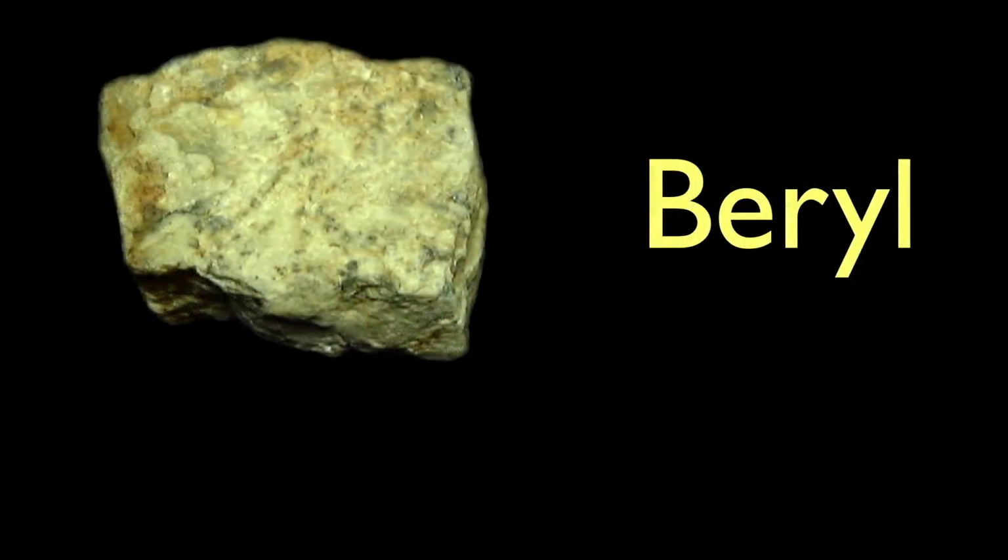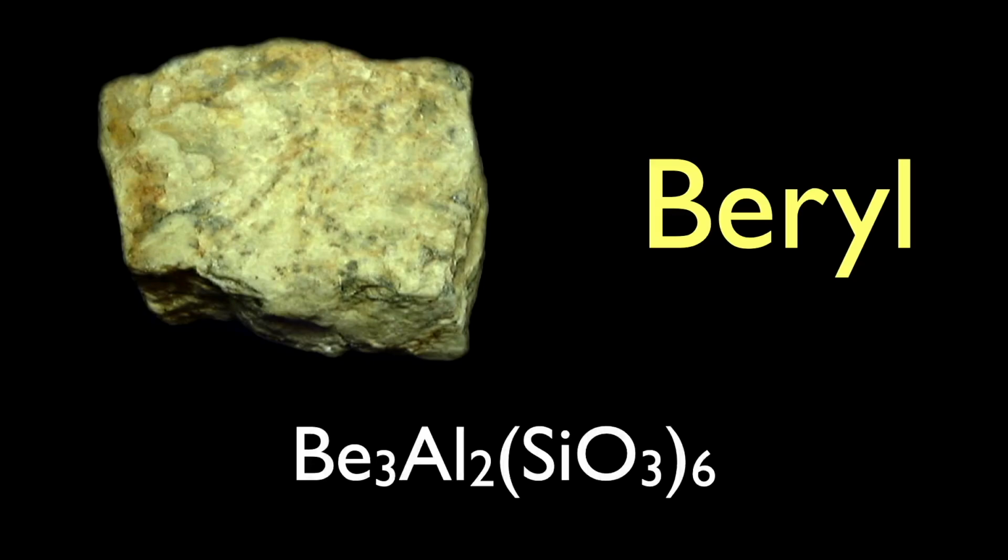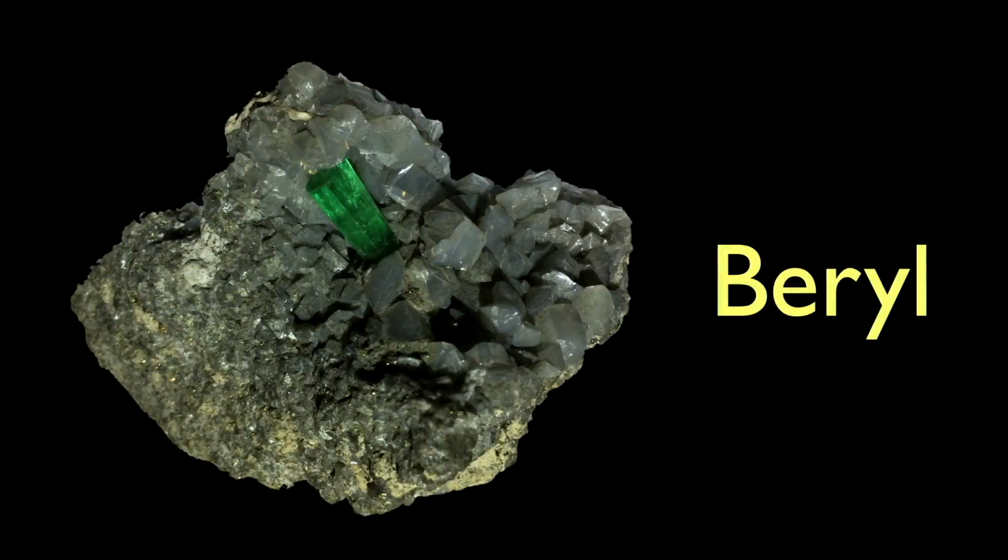The mineral beryl appears in many forms. Here you see a common non-crystalline form as an ore mined for its beryllium content. Beryl is a beryllium aluminum silicate. It does form beautiful crystals, such as the green crystal in this sample.